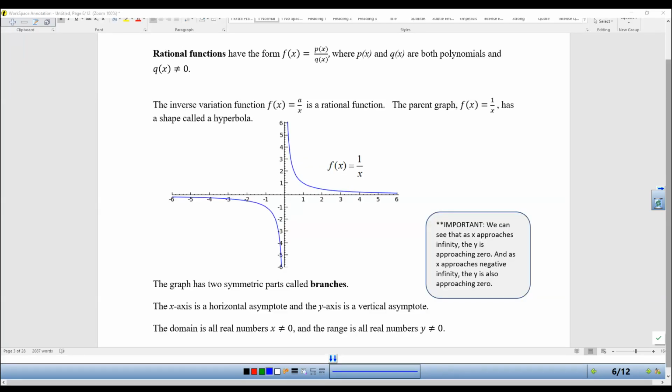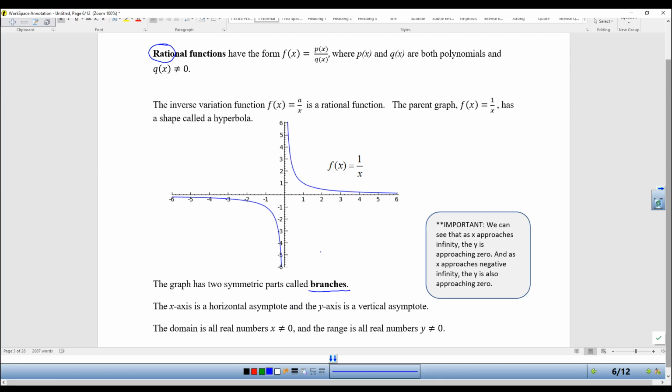So this next section is where we begin 7.2 on rational functions. You'll see that the word rational has the word ratio in it. So a rational function is just a function that's the ratio or the fraction of two other functions. And they're always going to have a graph that has this unique shape, which we call a hyperbola. It has two symmetric branches. So this is one branch, and then this is the other branch.